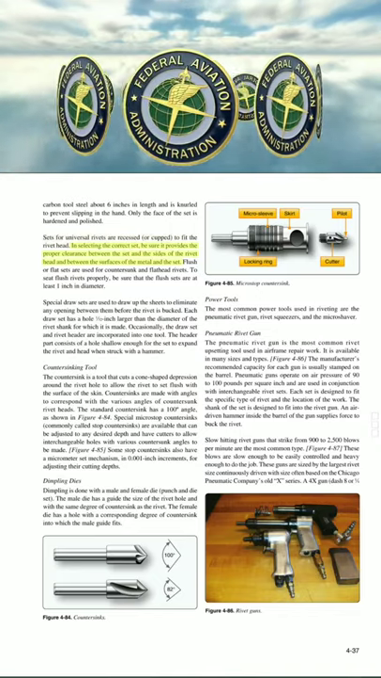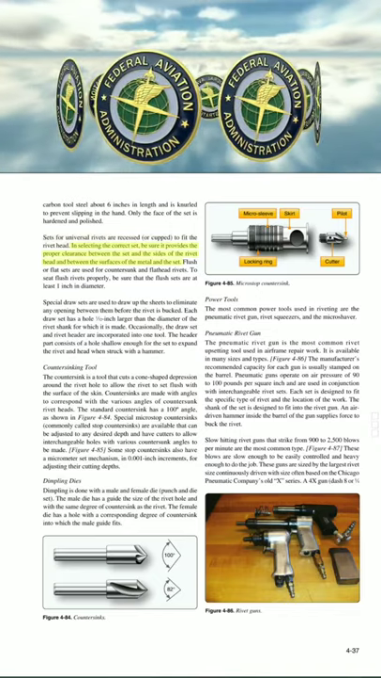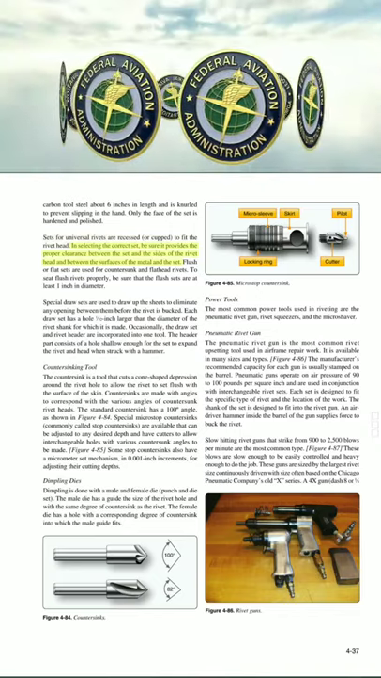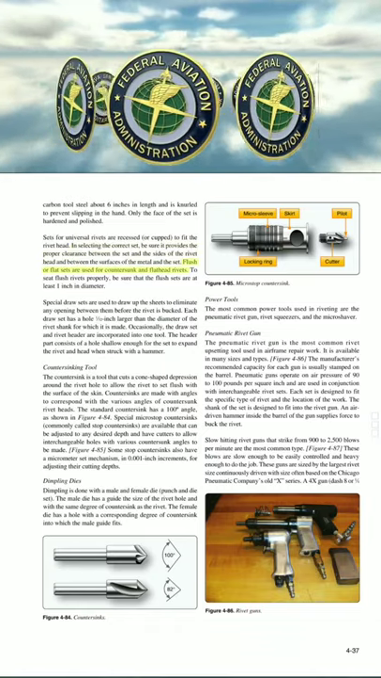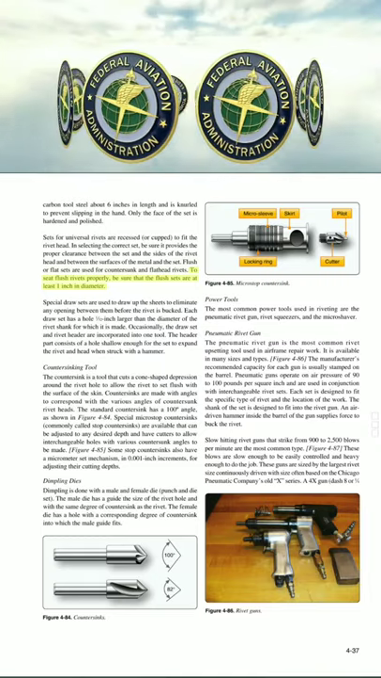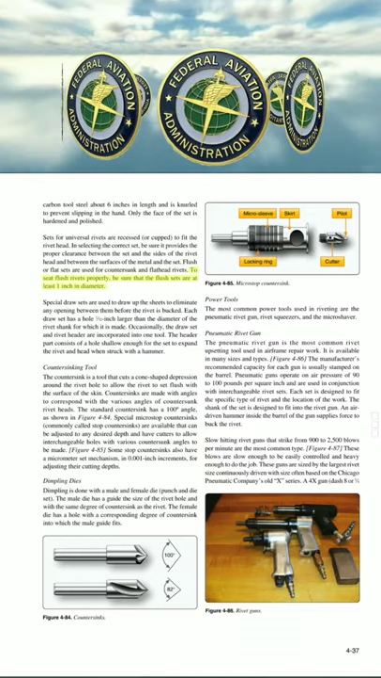In selecting the correct set, be sure it provides the proper clearance between the set and the sides of the rivet head, and between the surfaces of the metal and the set. Flush flat sets are used for countersunk flathead rivets. To seat flush rivets properly, be sure that the flush sets are at least 1 inch in diameter.